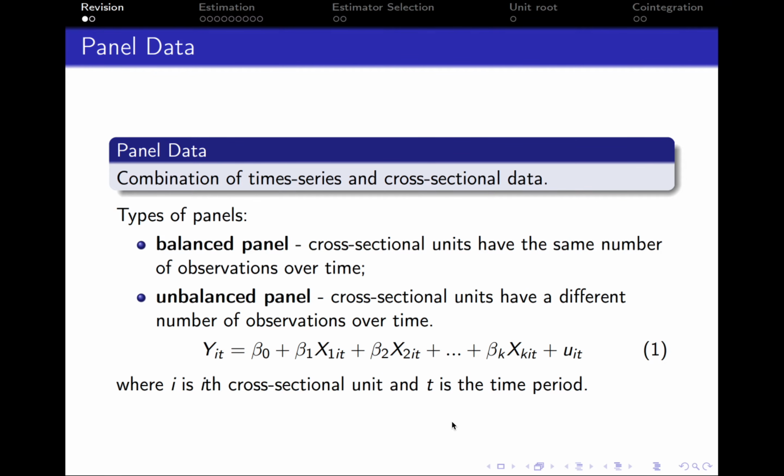And on this slide, you can also see the general equation for panel data, where y is a function of various x variables all the way to xk variable. And as you can see, it comes with subscript it, where i stands for the cross-sectional unit and t stands for the time period.